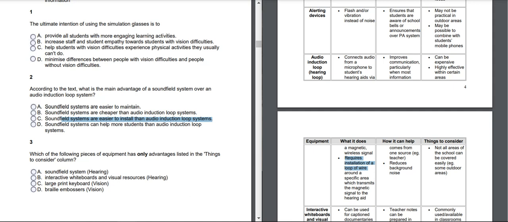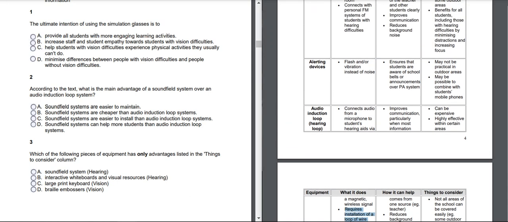So this is again a bit of a tricky aspect that you can get sometimes with multiple choice questions, that you have multiple answers that are correct, but one is deemed to be more correct than the others, and sometimes only slightly more so. Question 3. Which of the following pieces of equipment has only advantages listed in the things to consider column?